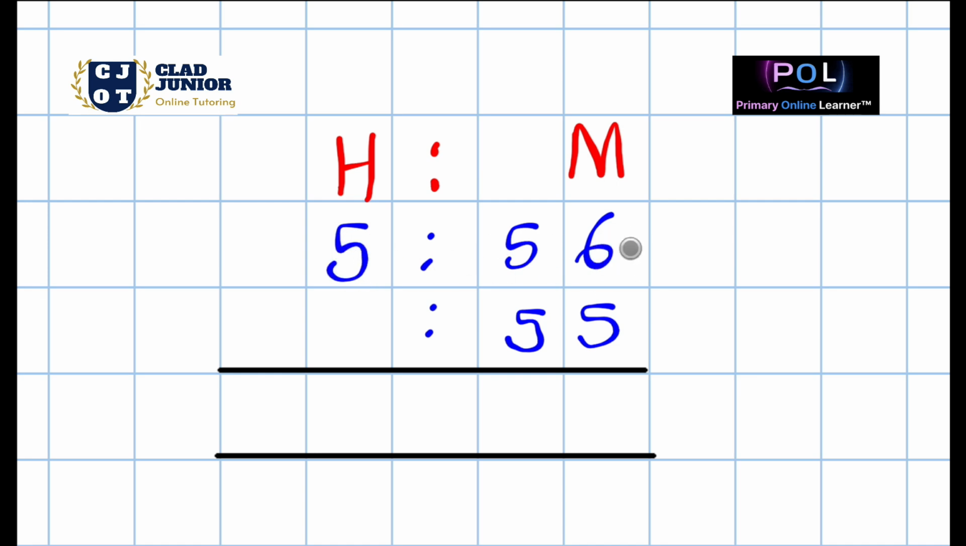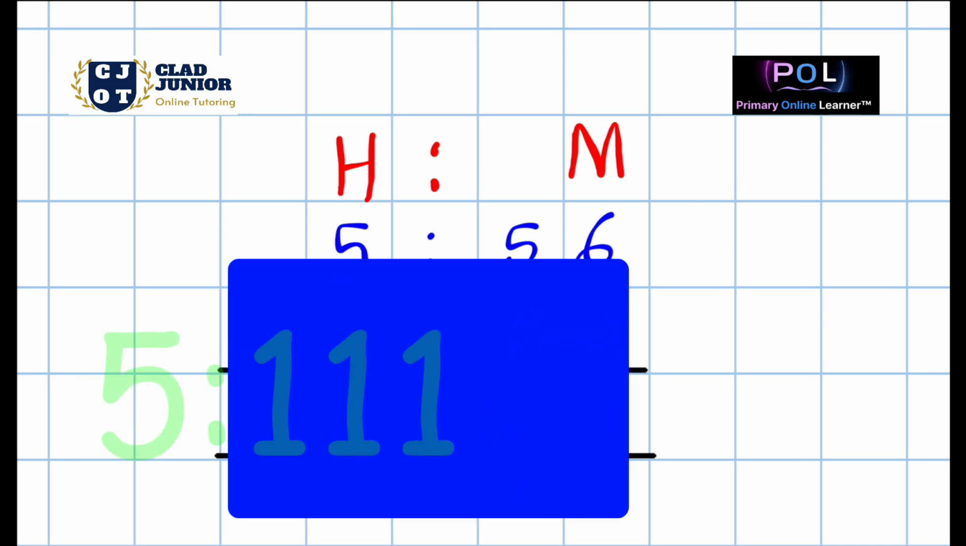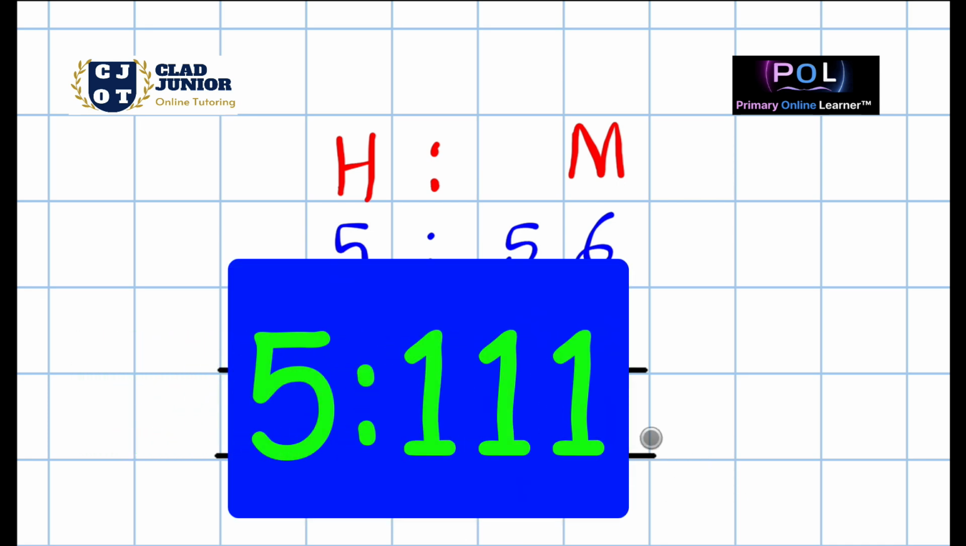Right, let's look at this one here. Something started at 5:56 and it lasted just 55 minutes. So we are adding 6 plus 5 is 11. So we write 1, carry 1. 5 plus 5 is 10, plus the 1 we've carried, it's 11 again. So we have 111 minutes there. On this side we have 5 plus nothing, it's 5.